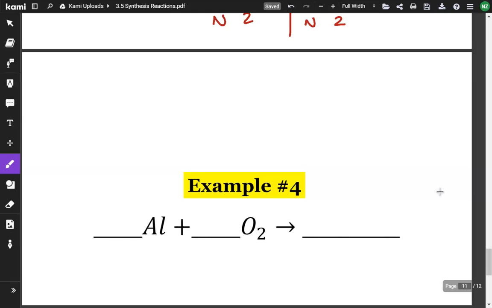Next one, got aluminum and oxygen. Aluminum is +3, oxygen -2. This is almost like the same problem we just did. Least common multiple is 6. So 2 times +3 is +6. Oxygen, I need 3 of those. 3 times -2 is -6. And let's balance.